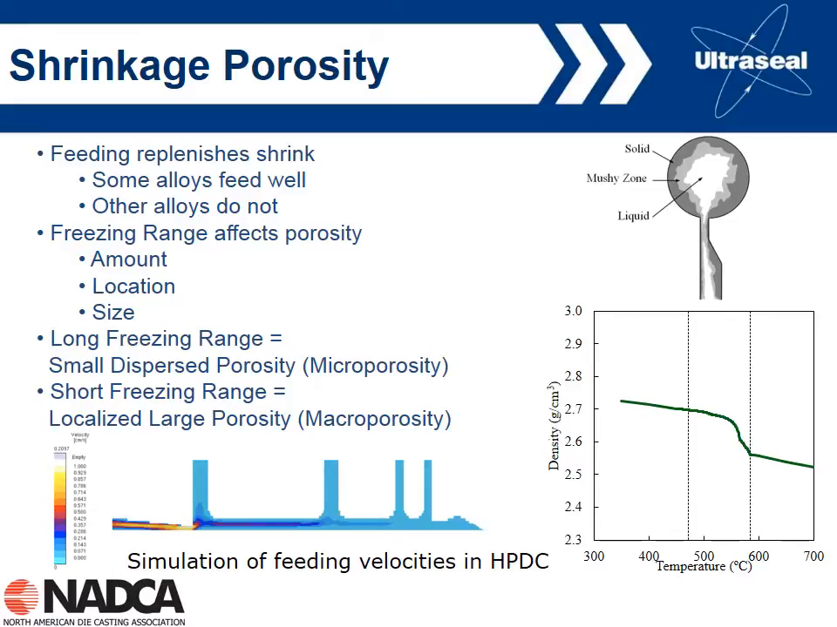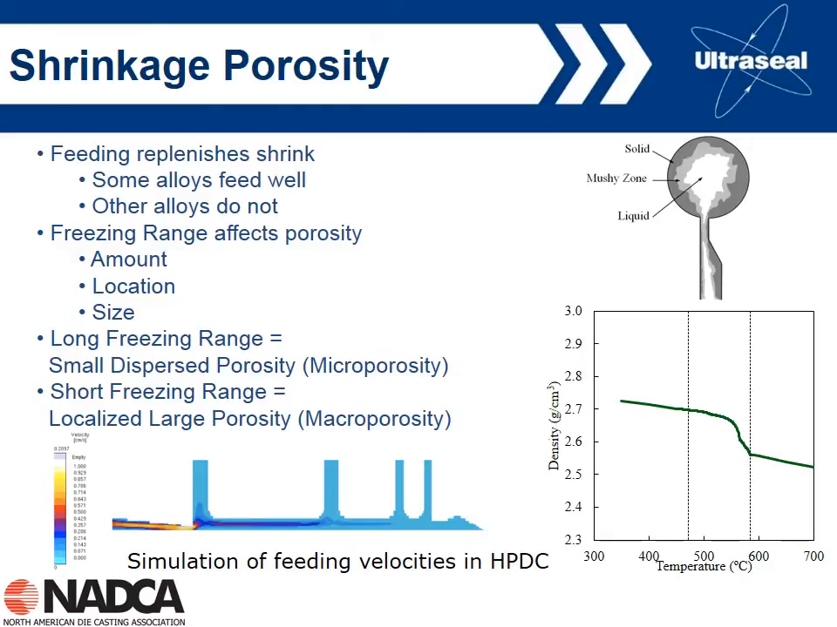And that kind of goes back to the figure I showed earlier. We've got to feed the liquid all the way past all those dendrites. So the longer that zone, obviously it becomes more difficult to feed through that material. And so we can estimate the width of the mushy zone based on the phase diagram, from the freezing range on the phase diagram. The freezing range is basically the difference between the liquidus temperature and the solidus temperature for a given alloy.